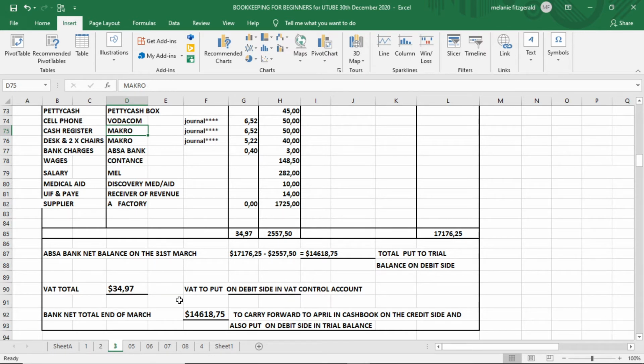We're going to show you where all that goes. Now, the bank net total at the end of March is $14,618.75 to carry forward to April in the cash book on the credit side, because that's what's actually left over. We also put it on the debit side of the trial balance.